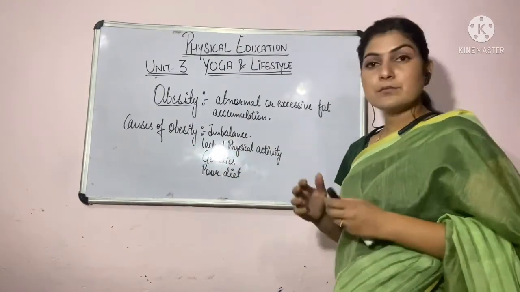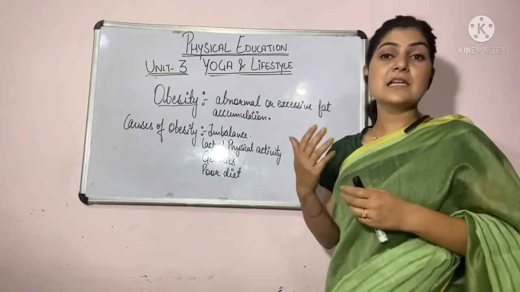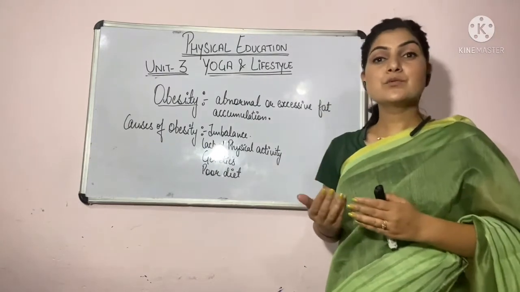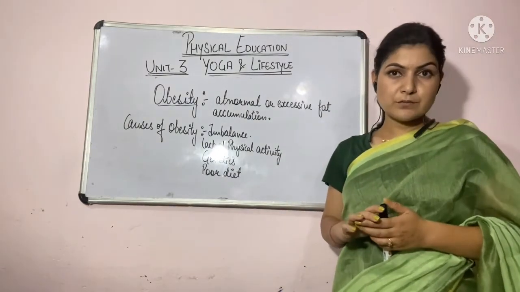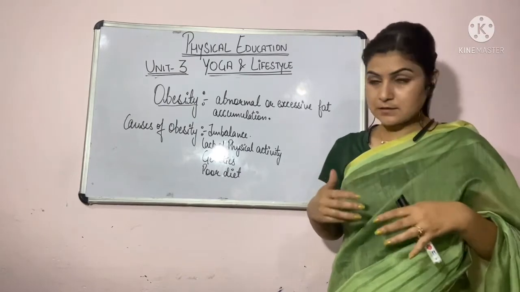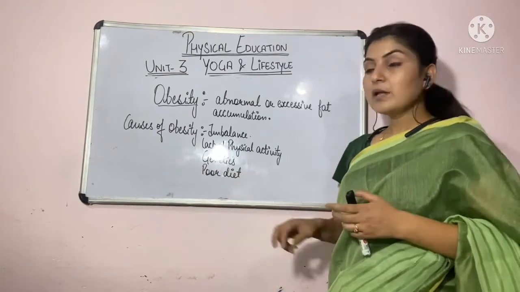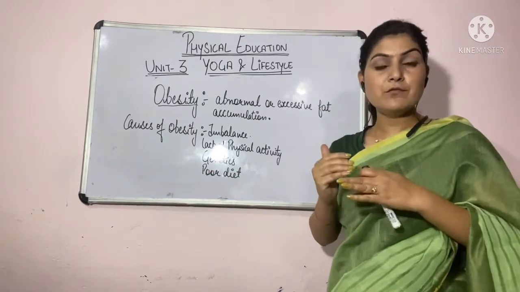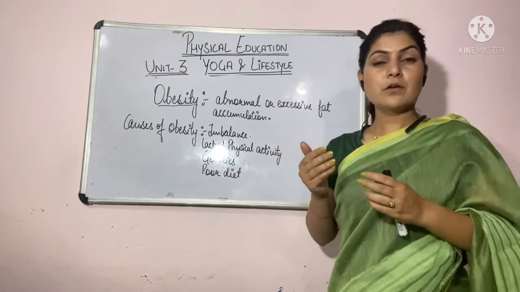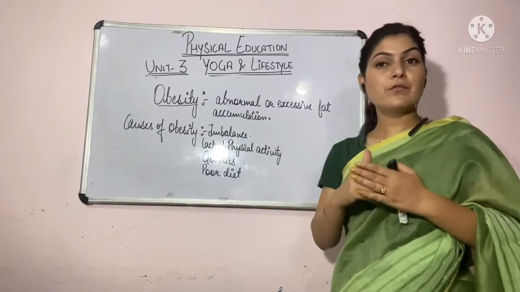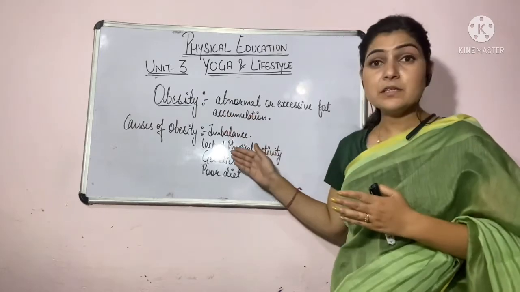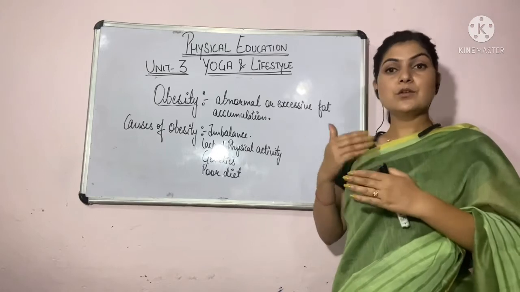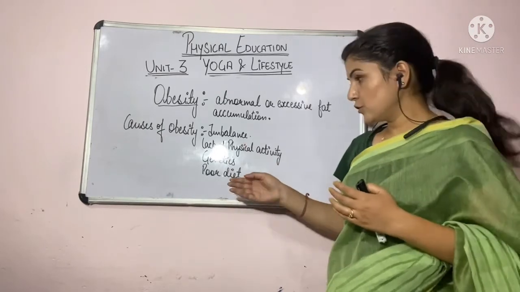Imbalance between your calories intake and calories expended. Lack of physical activities, when an individual is not performing any physical activities and only intake of calories is happening. Third one is your genetics. Obesity is that kind of disease which travels from one generation to another. If any of your family members has this lifestyle disease, that is obesity, definitely it will transfer into your next generation also.